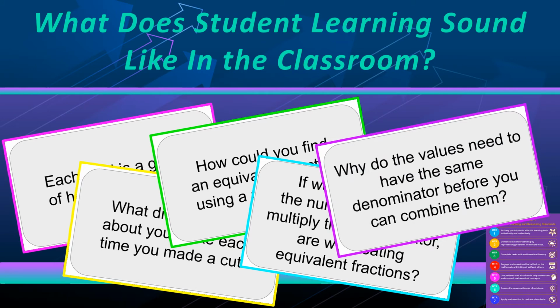And then, why do the values need to have the same denominator before you can combine them? That's getting into representing those fractions with a denominator of 10 as fractions with a denominator of 100, and understanding they have to be the same size pieces before I can combine them.